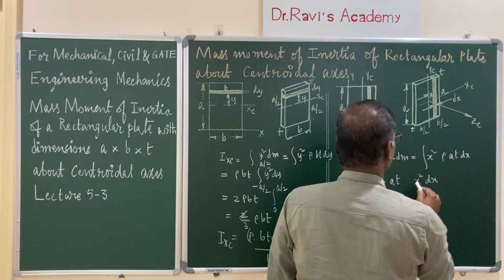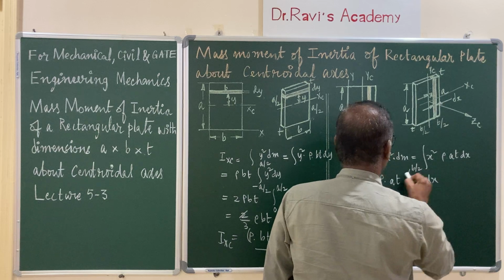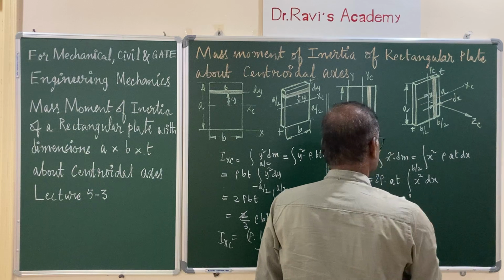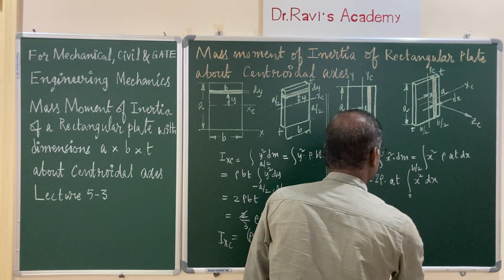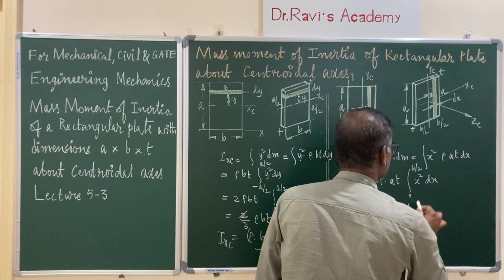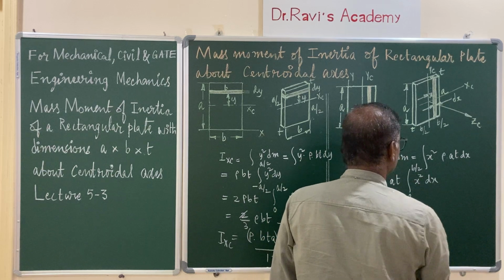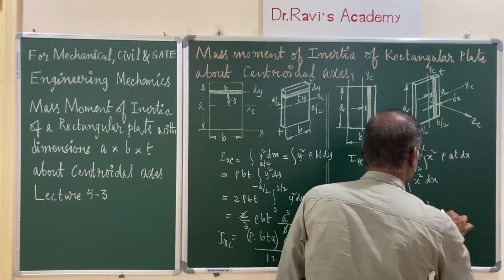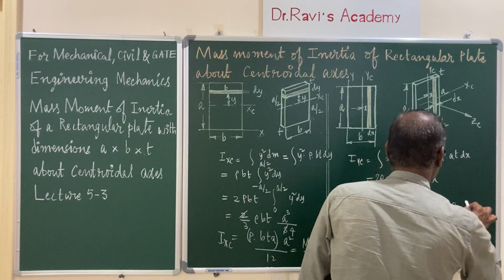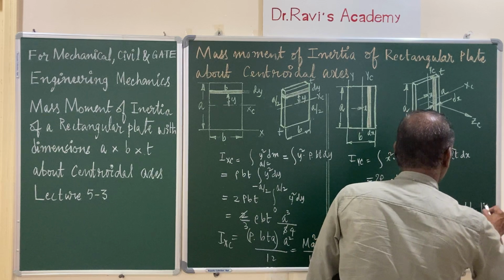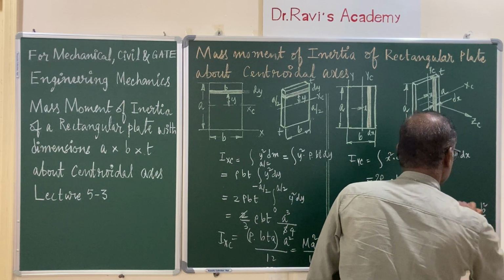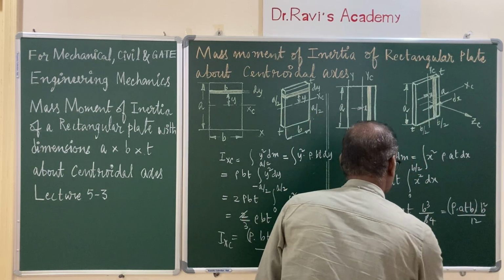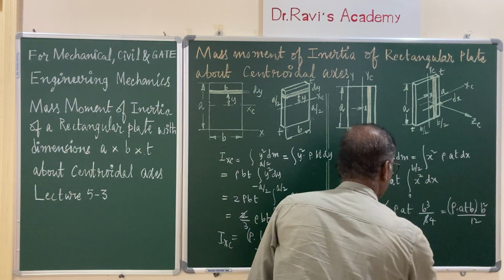The limits of integration are minus b by 2 to plus b by 2, you can write 0 to b by 2 and multiply with 2. So now you have x cube by 3, and substitute the limits, that is 2 by 3 rho a t. So b by 2 whole cube means b cube by 2 cube is 8. So 2 fours are 8, and you have rho into a t b into b square divided by 12. This is nothing but mass, density into volume of the plate is mass, and you can write this is m b square by 12.